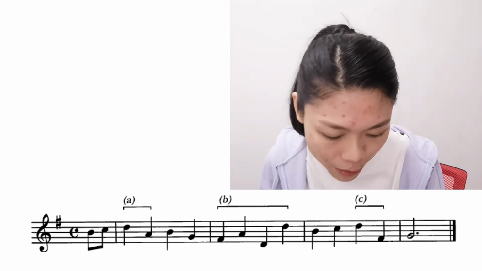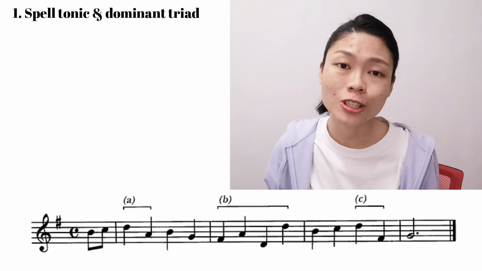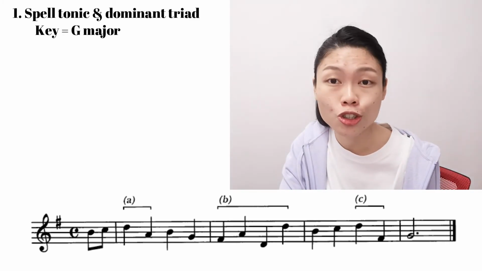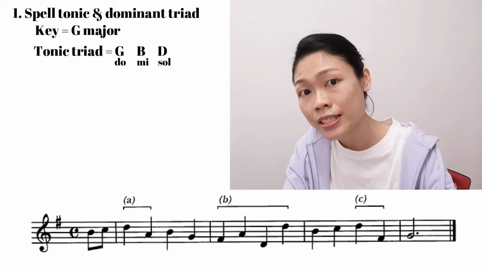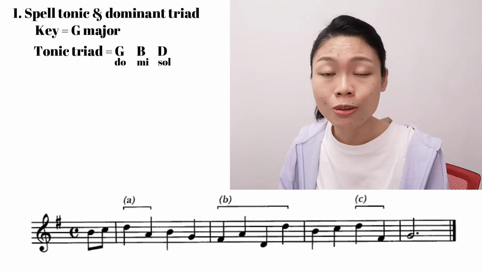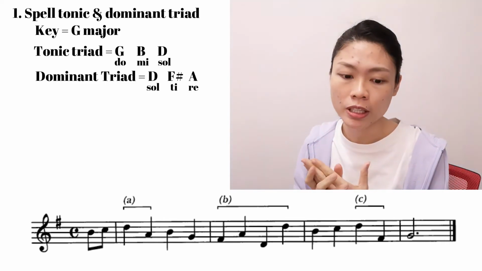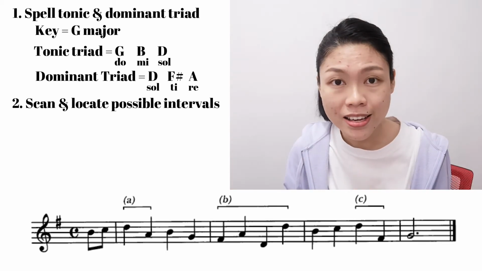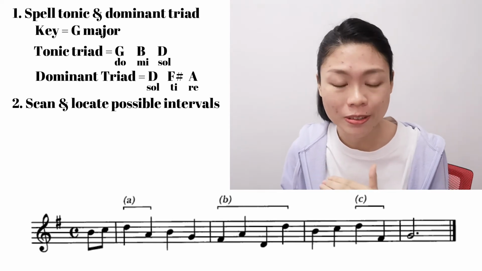Now, let's look at this example. First, spell your tonic triad and your dominant triad. One sharp is G major, and your tonic triad is G, B, D, which is your do, mi, so. Now, let's look for our dominant. So, ti, re. And then, scan and locate the notes of your dominant triad.